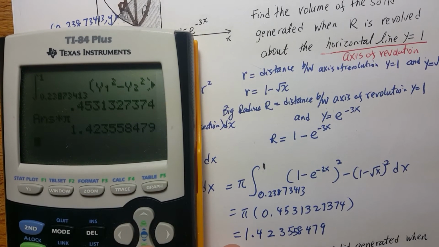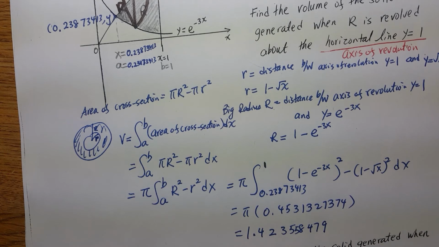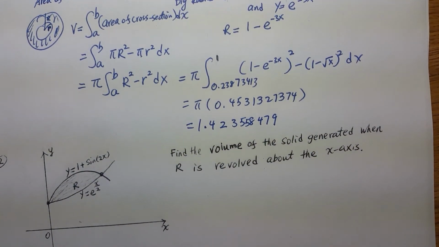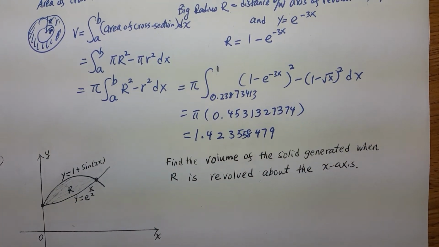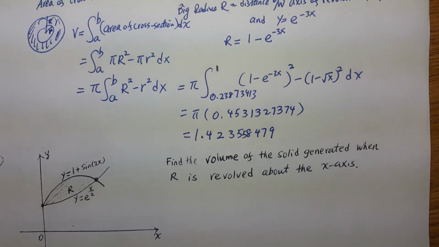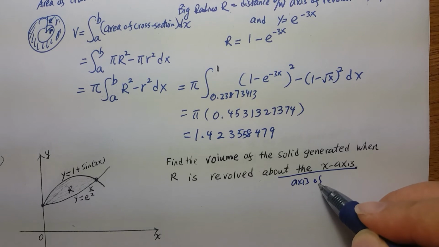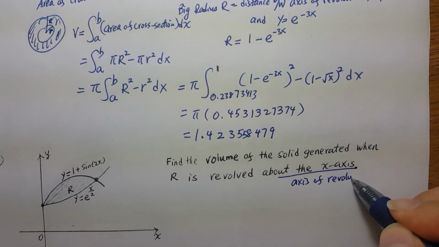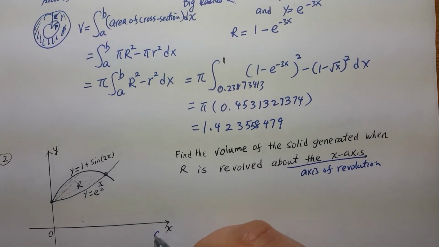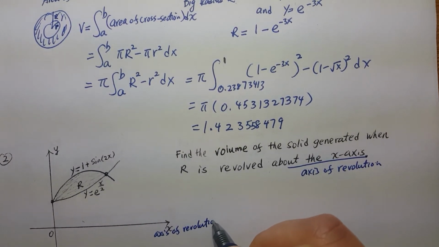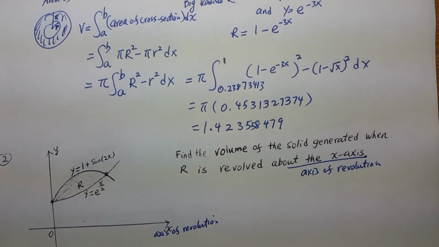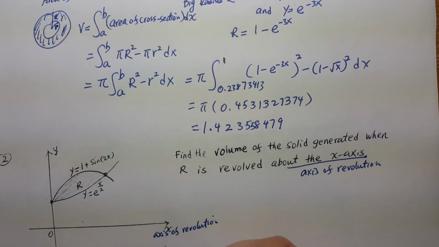Now let's go to question number 2. Find the volume of the solid generated when R is revolved about the x-axis. So this time, this is the axis of revolution. It's very important that you identify the axis of revolution so you know where to start to draw. And we have to know the equation is y equals 0, because it's the x-axis.